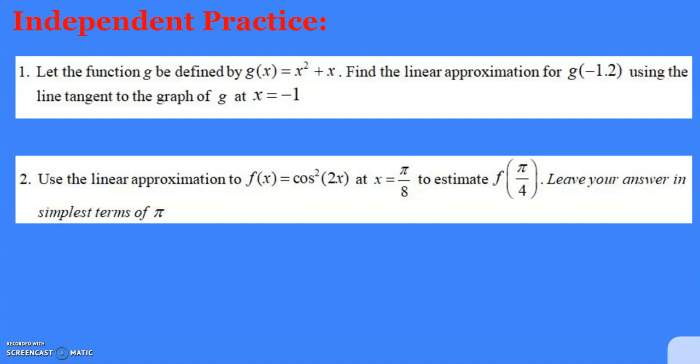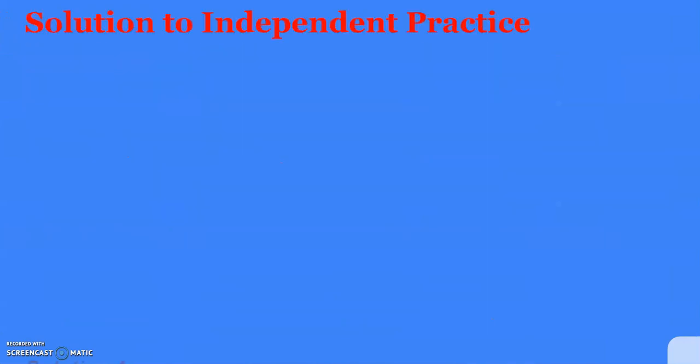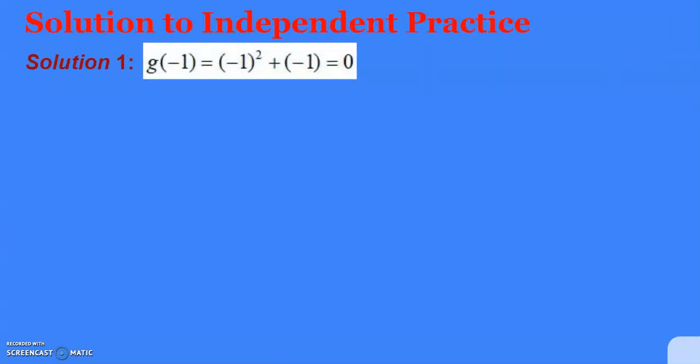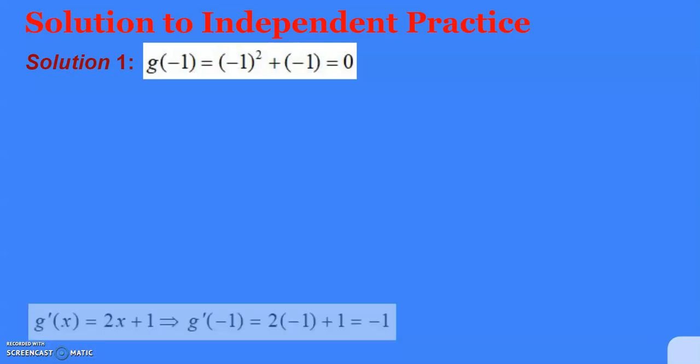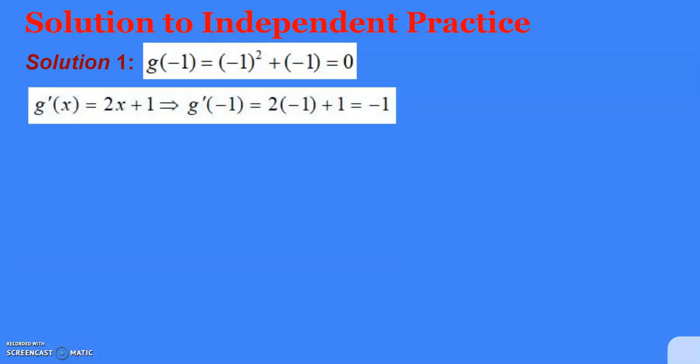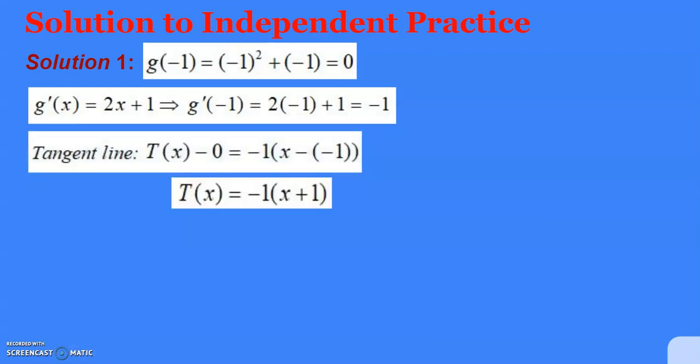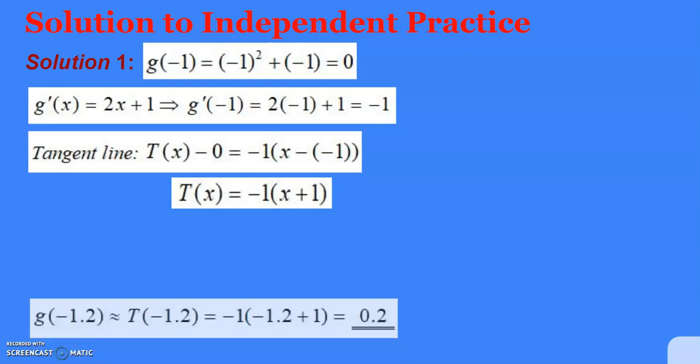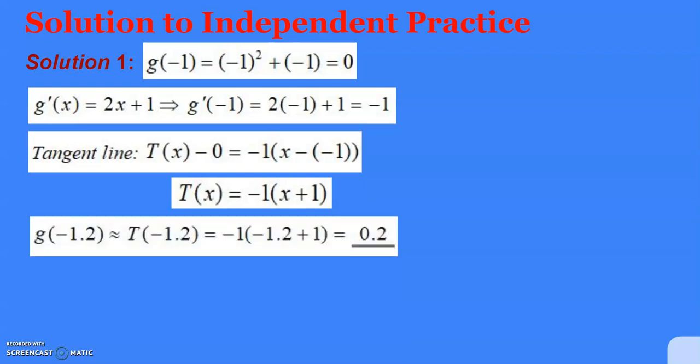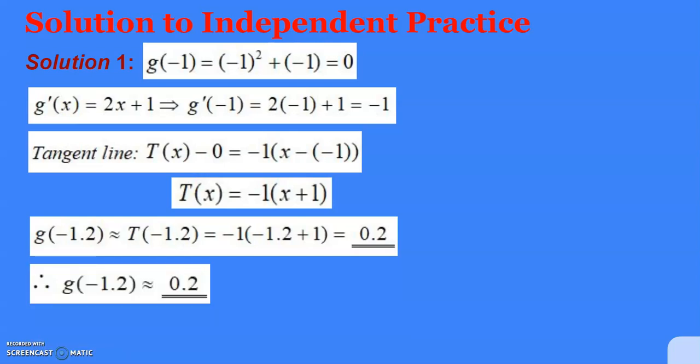Okay, now let's look at our solution for practice 1. Here we see we take g of -1, which gives us an output of 1, and then the derivative g prime, 2x plus 1, which we evaluate at -1 and get -1. So we write our tangent line equation, and now we're able to evaluate the function at -1.2 using the tangent line equation, which gives us 0.2 as our output.